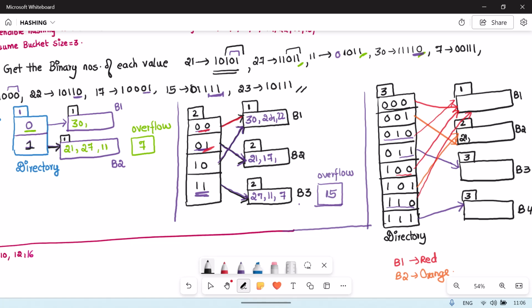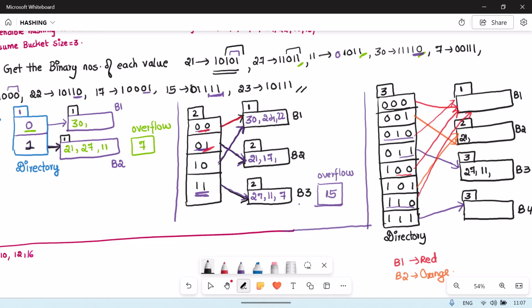Next is 27. It's 3 bits, 011. So 011 is here. So this will be 27. Next you have 11. 11's last 3 bits are 011, so it will come here. Like this, you will have to place the values.